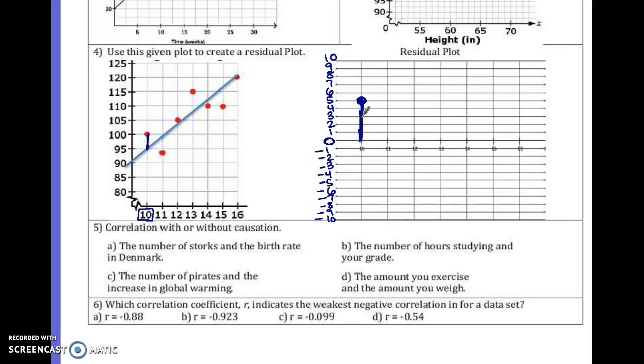So we're comparing how far away our points are from that best fit line. And so if we go to 11, this one, it looks like it's like 94 here and maybe up here 99. So I would say that's about 5. Again, we've got to estimate that. But this would be 5 down then. 1, 2, 3, 4, 5. Because it was 5 below the best fit line.